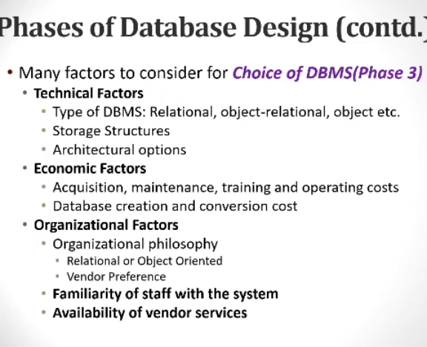Many factors to consider for choice of DBMS: technical factor, economic factor, organizational factor. Technical factor: types of DBMS: relational, NoSQL, object-oriented, and performance factors. Economic factor: cost of software, maintenance and training. Organizational factor: preferences for specific DBMS, availability of vendor support, familiarity of staff with the DBMS.